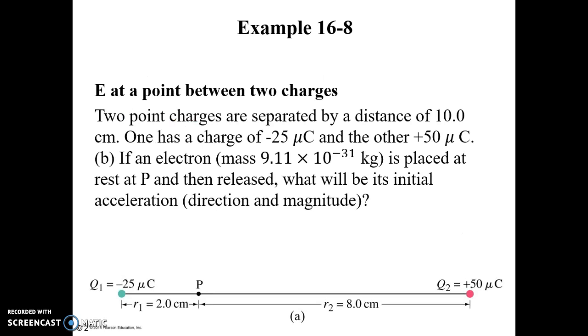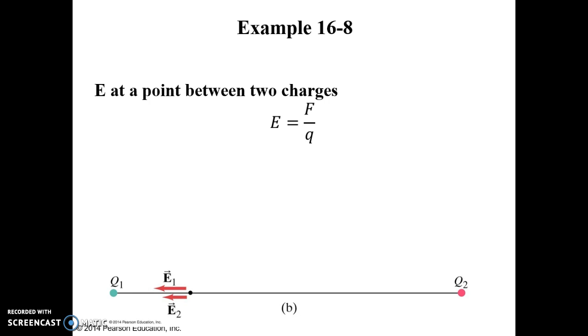Now for part B. If we have an electron, which has a mass of 9.11 times 10 to the -31 kilograms, and it's placed at rest at point P, and then released, what is its initial acceleration, direction, and magnitude? To attack this problem, we'll first start with this equation, but we'll rearrange it to solve for F. And then from there, we can apply Newton's second law, which is F equals ma. And now we can rearrange the equation to solve for acceleration.